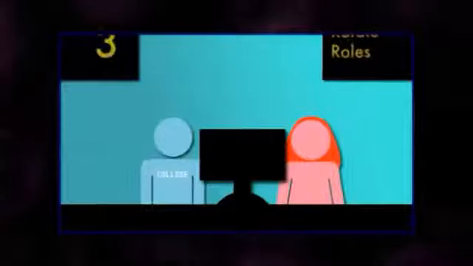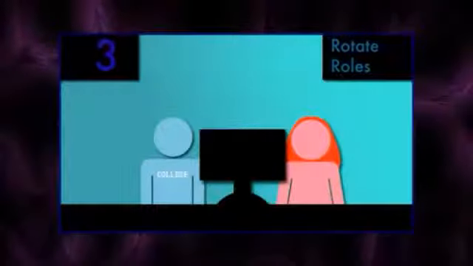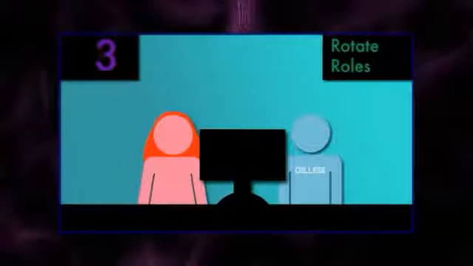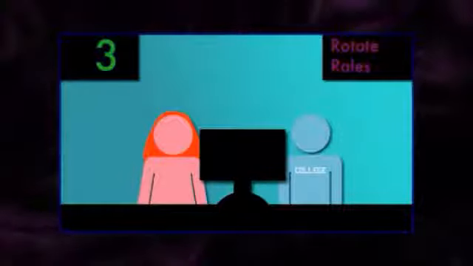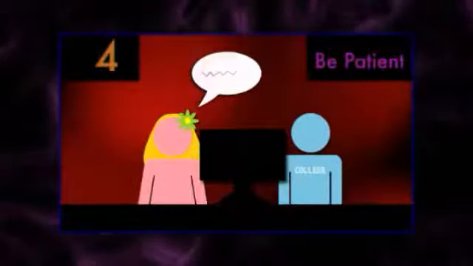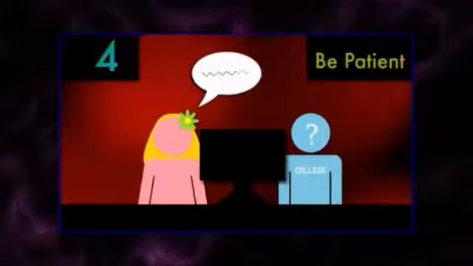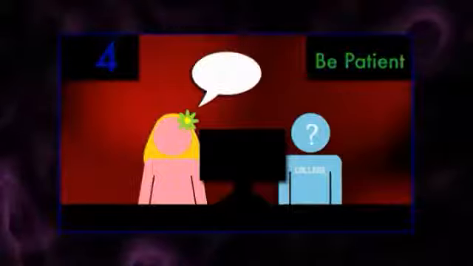Periodically switch positions so you can gain experience in both roles. Switching helps prevent errors and stimulates conversation too. Be patient. Be prepared to explain yourself to your partner, and don't get frustrated if they don't understand it first. By explaining your work to your partner, you'll be helping yourself learn as well.